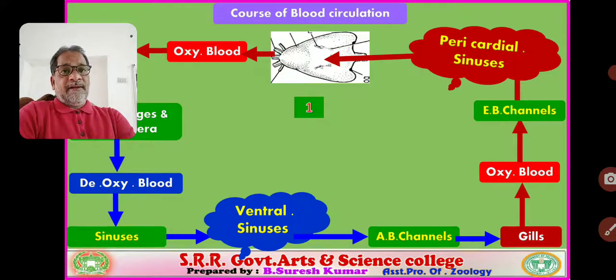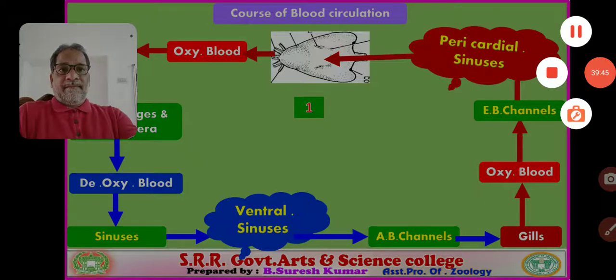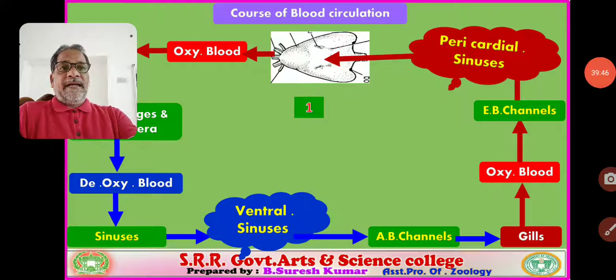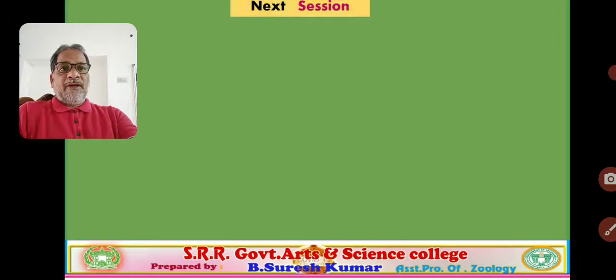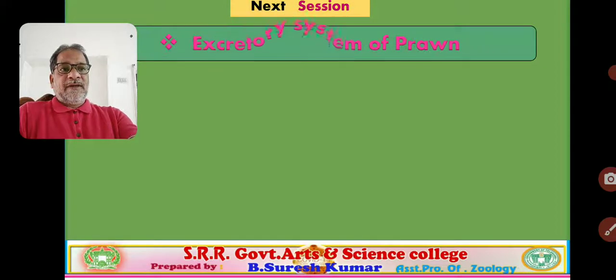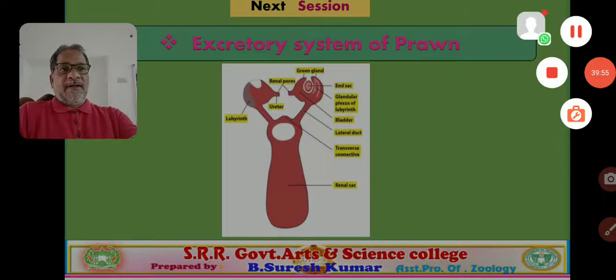I think you got a better idea through this flow chart. Yes, with this we completed the circulatory system of the prawn, and in the next session we are going to discuss the excretory system of the prawn.